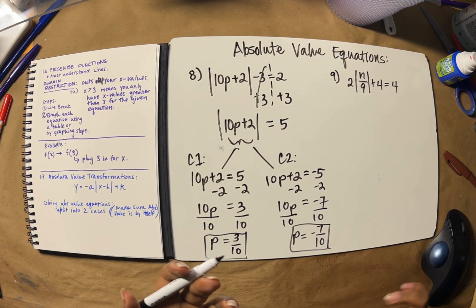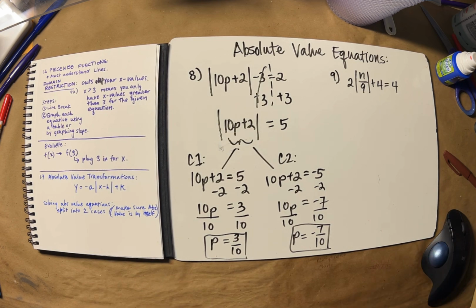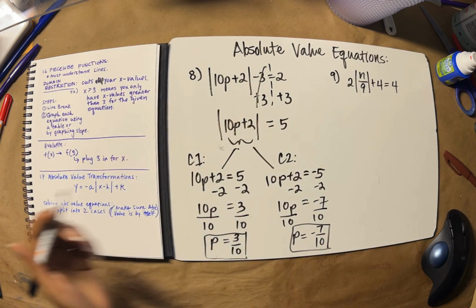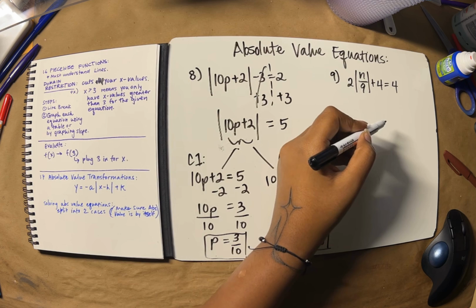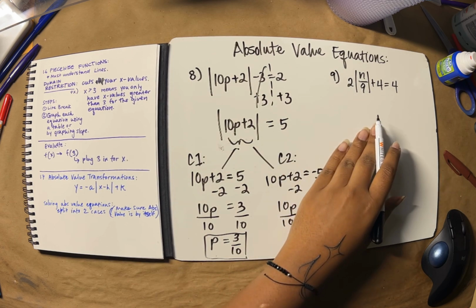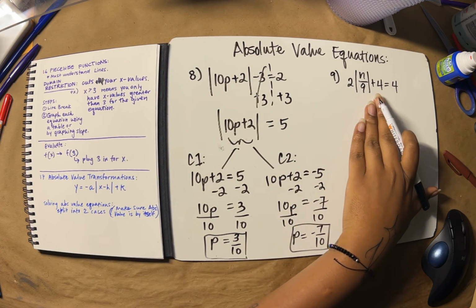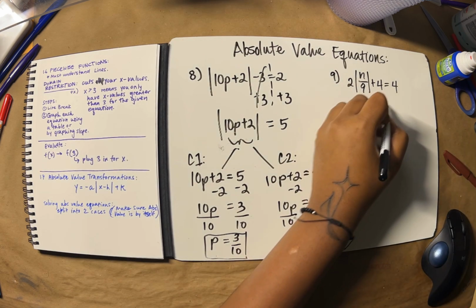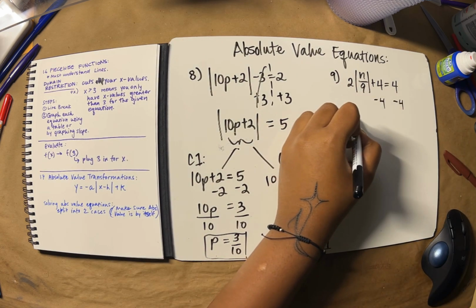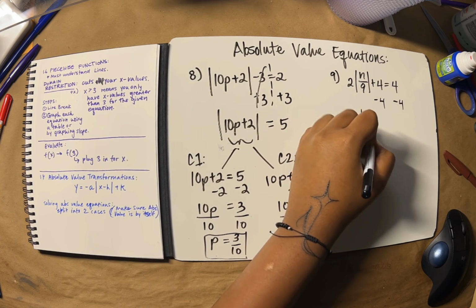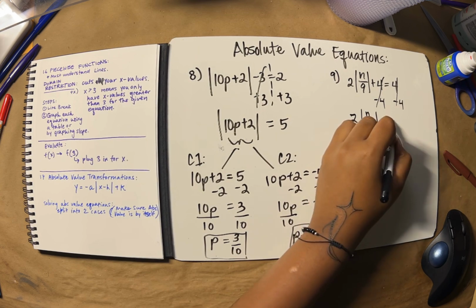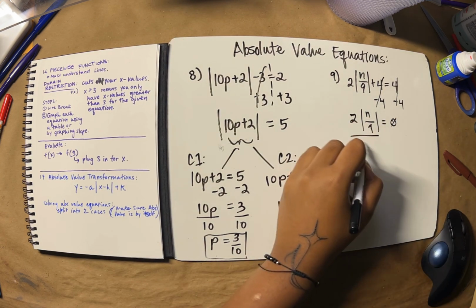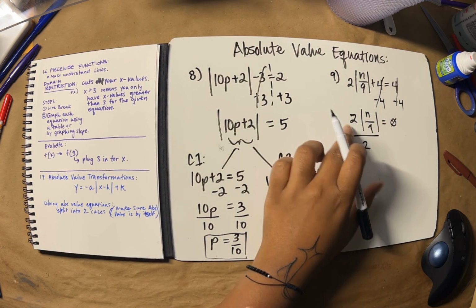Number 9 is something that tripped you guys up a lot in the first exam, so I think it would be nice to go over this one as well. First things first, we must get our absolute value by itself. To do that, I have to do any subtraction or addition first. I see that I have a +4, so I am subtracting 4 on both sides. I have 2 times the absolute value of n over 9. And then 4 minus 4 is 0 on this side as well. So I have 0. I'm going to divide the entire thing by 2 so I can get this 2 out of the way.